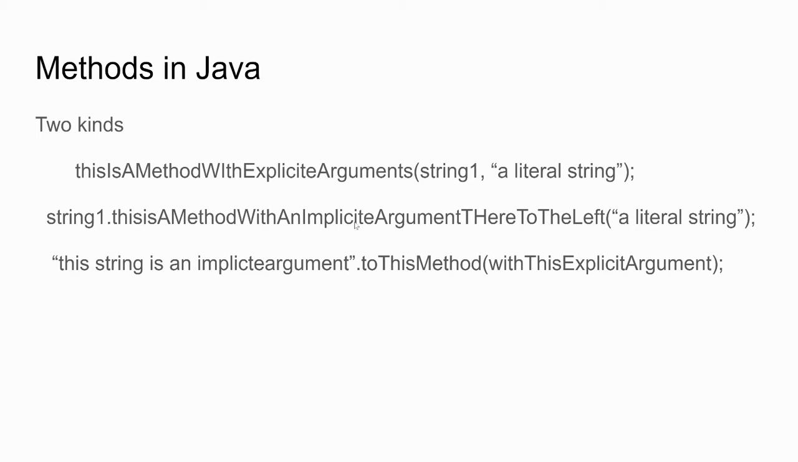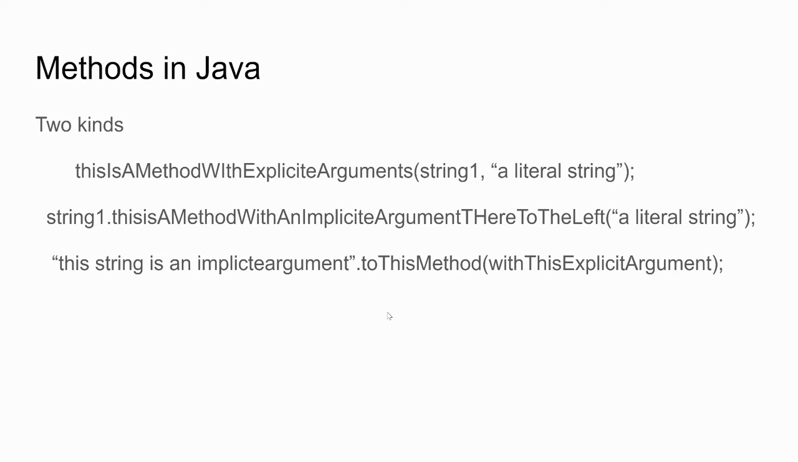This is a method with an implicit argument there to the left, and there to the left we have string one, which is an implicit argument to the method, and then it also has one explicit argument, the literal string, whose value is a literal string. Finally, you can use a literal to the left-hand side of an implicitly defined method. So you can say this string is an implicit argument, and then invoke the method, and then have the argument with this explicit argument. So that's a quick review of how we do methods.